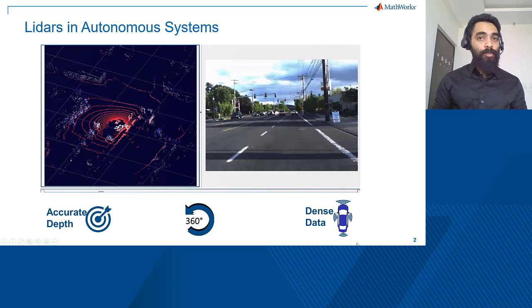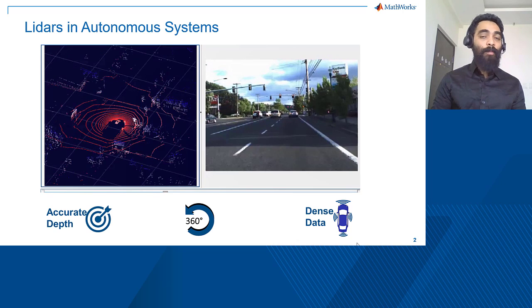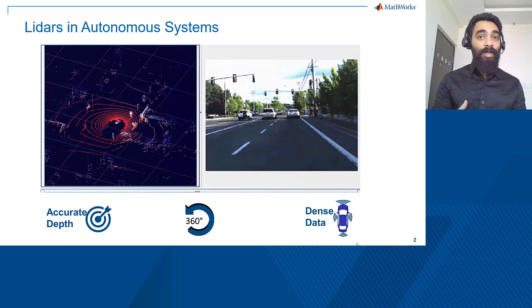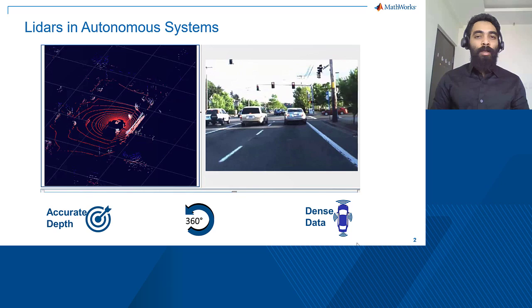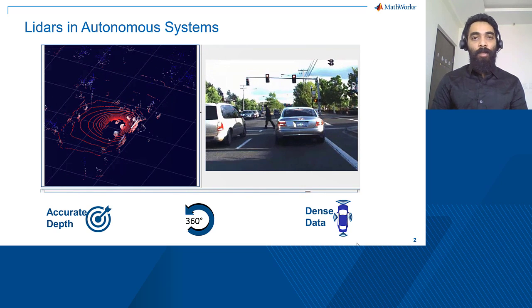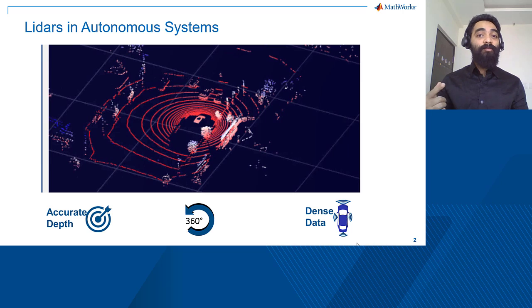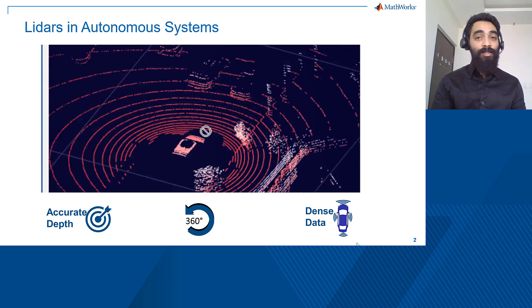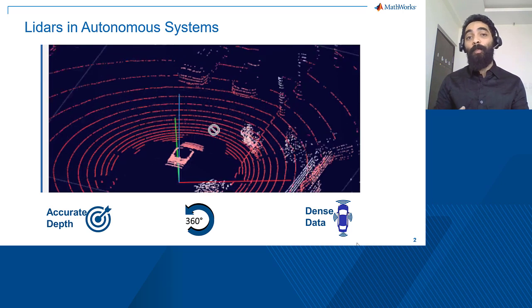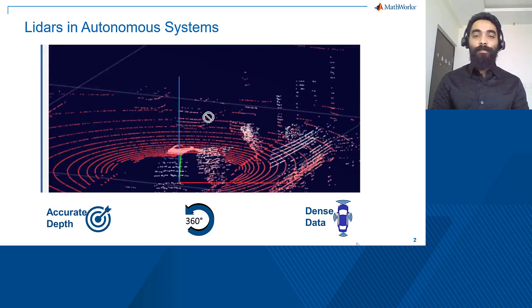LiDARs are now being used in autonomous systems along with other sensors such as cameras and radars for environmental perception. There are three key benefits of using LiDARs in our systems. Firstly, it provides an accurate depth field of the surrounding objects. Secondly, it provides a 360 view of our surrounding with just one sensor, while we need multiple calibrated sensors in case of cameras and radars.